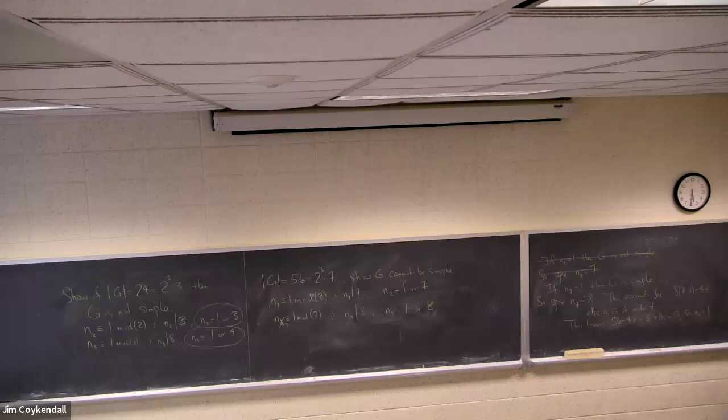You don't have to add the identity back in, because I only counted elements of order 7 here. The identity is one of the 8 left over. Here's the 56 elements, and all the elements I've taken away have order 7, so everything left over will include the identity.